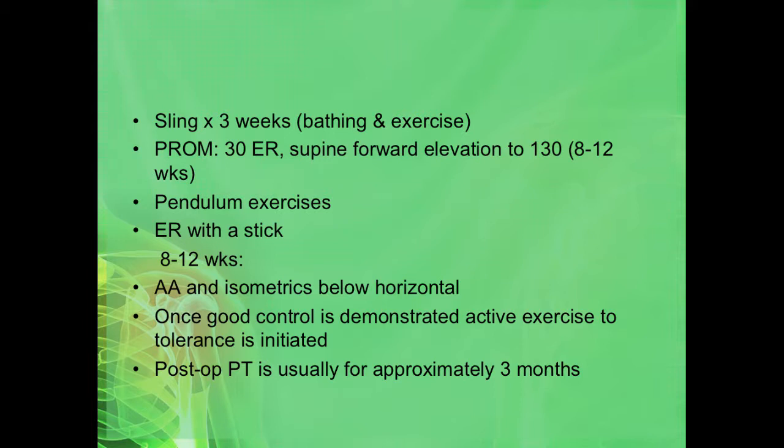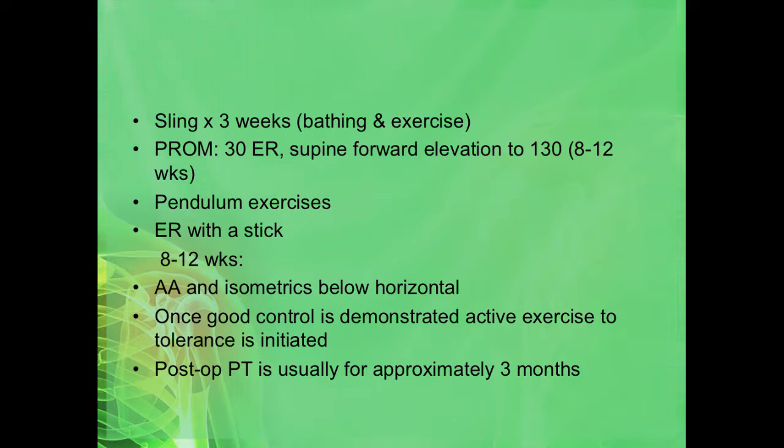Typically, these patients are placed in a sling for approximately 3 weeks. The only time that they would take it off is if they are bathing or they're performing some exercises. For these patients, we initially will be working on passive range of motion, and here are our goals: 30 degrees of external rotation and forward elevation in the supine position to approximately 130 degrees. And this is our goal to obtain 8 to 12 weeks post-surgery.